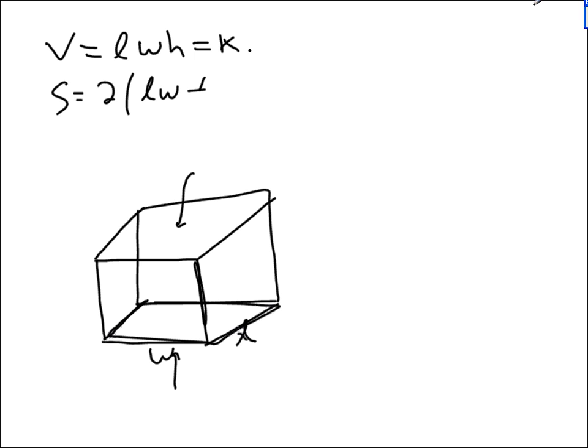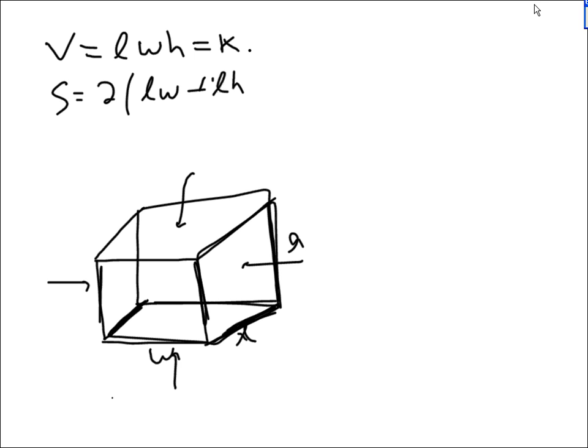Plus the right side and the left side. It's L times H. Same thing over here. This is L and this is H. So you have 2 LH. I backed it out to 2.